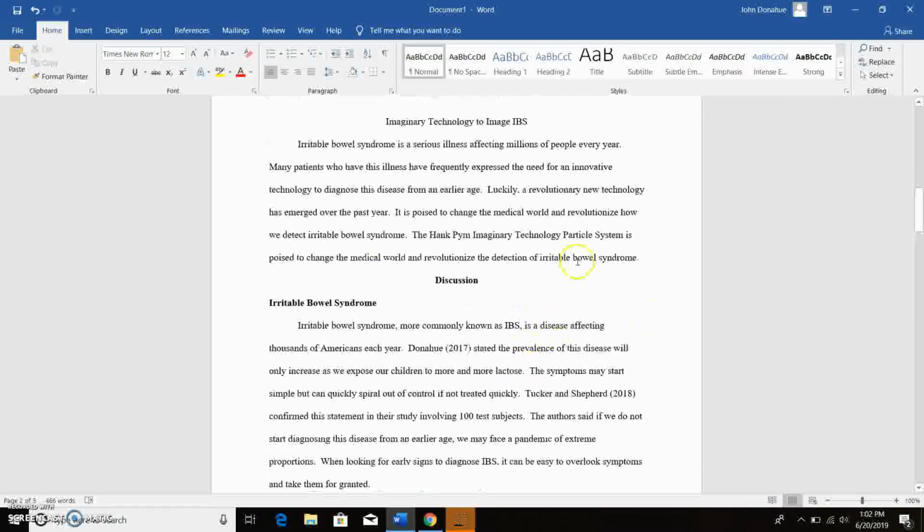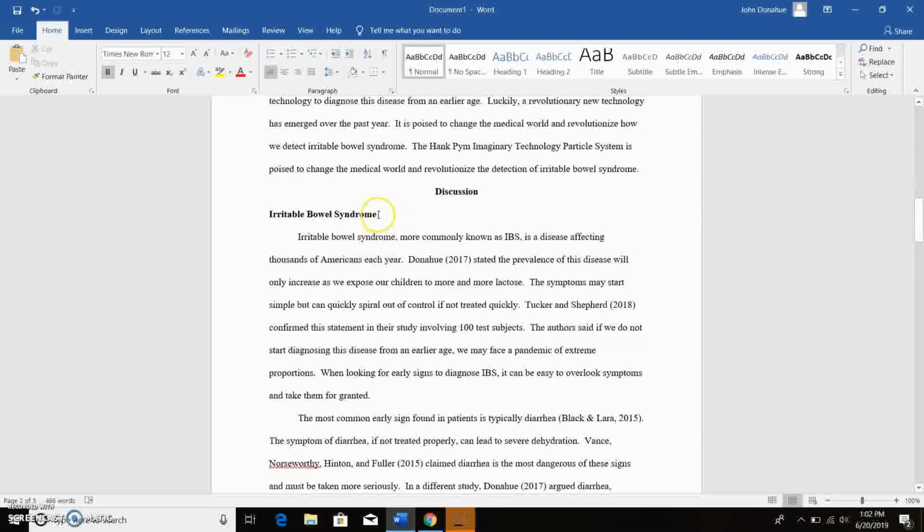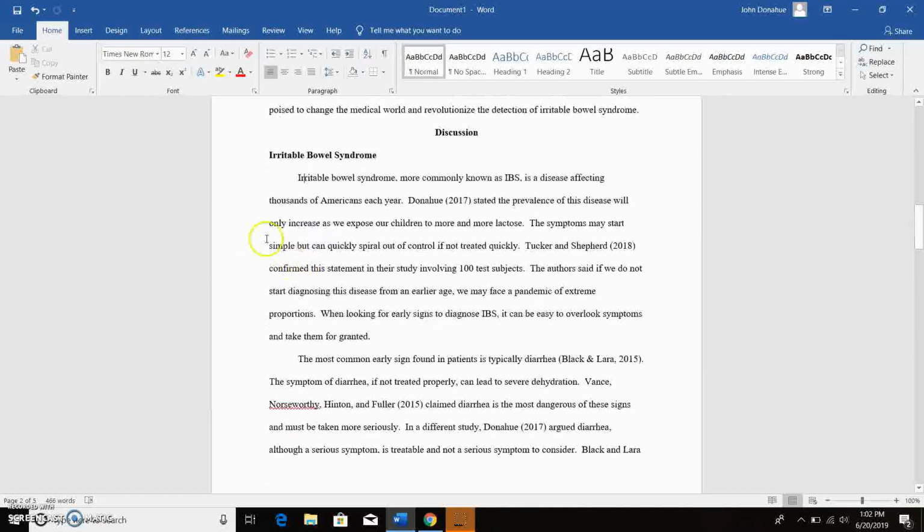Moving on to that, before you start talking about the meat of your paper after the introduction, you're going to write the word discussion right here and bold it and center it. Then you're going to go to your first header, which you should have set up in your outline. So we're going to talk about the pathology first, and I just wrote the name of the pathology right here, irritable bowel syndrome. And that's where I'm going to start expanding on what the pathology is about.